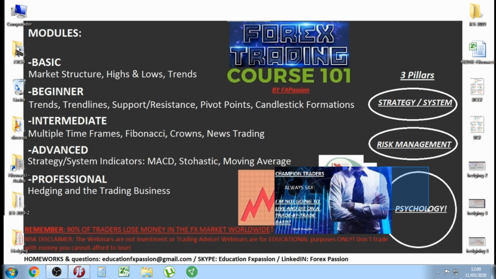And the big one, the psychology part. Without psychology, our risk management and our strategy and or system is not going to help us. What do champion traders say, everybody? Champion traders say with me, I'm not going to live and die on a trade by trade basis. And of course this is a quote from Mark Douglas.